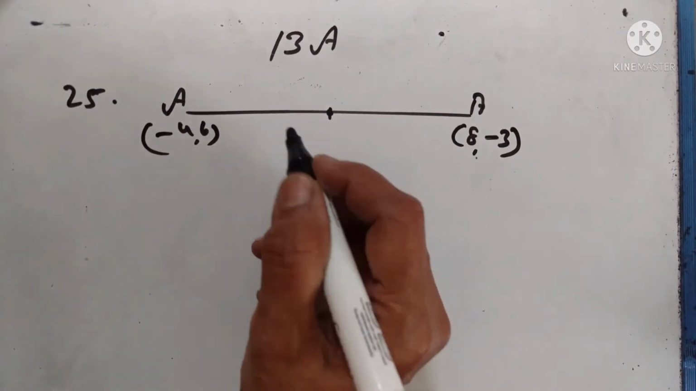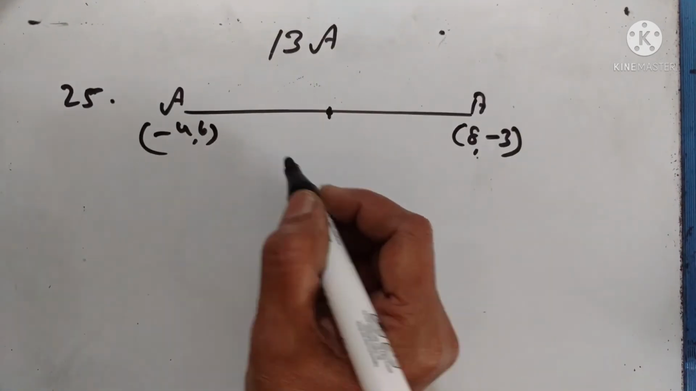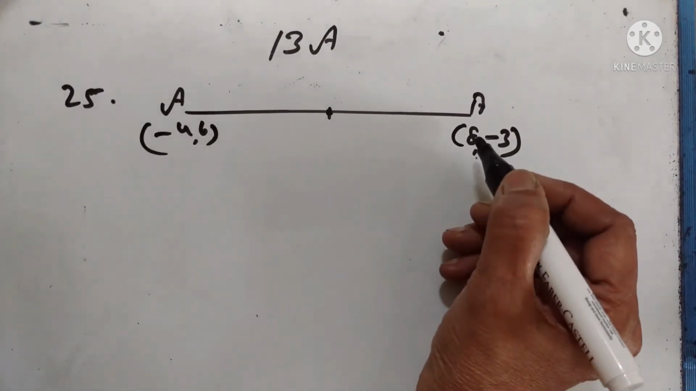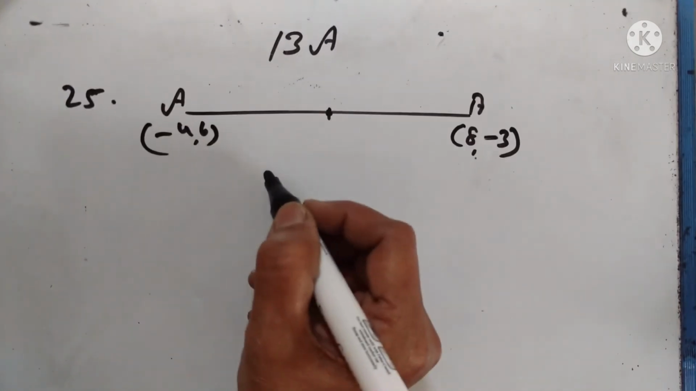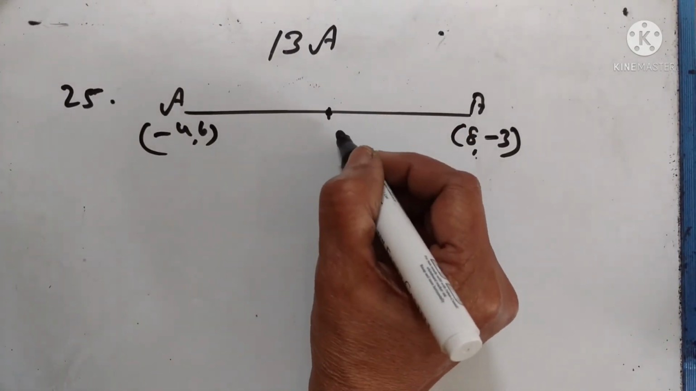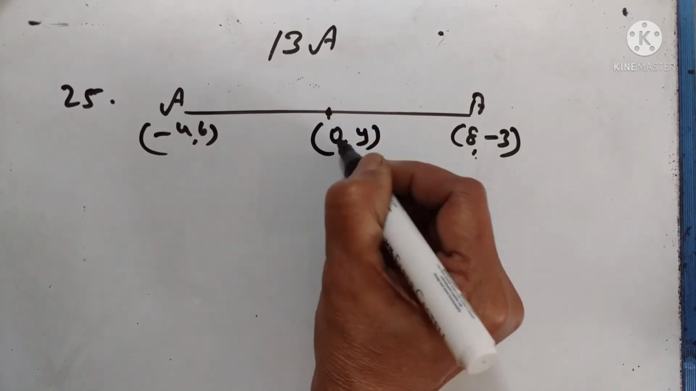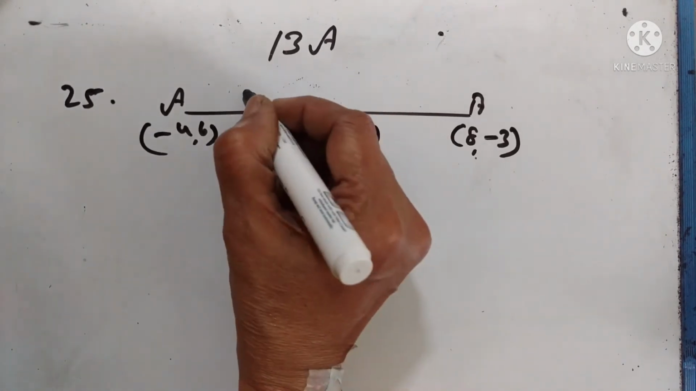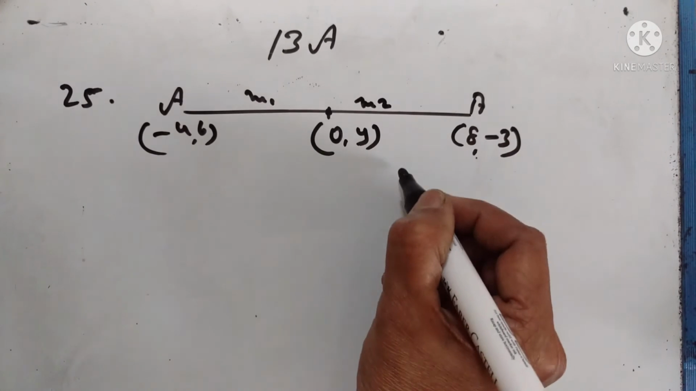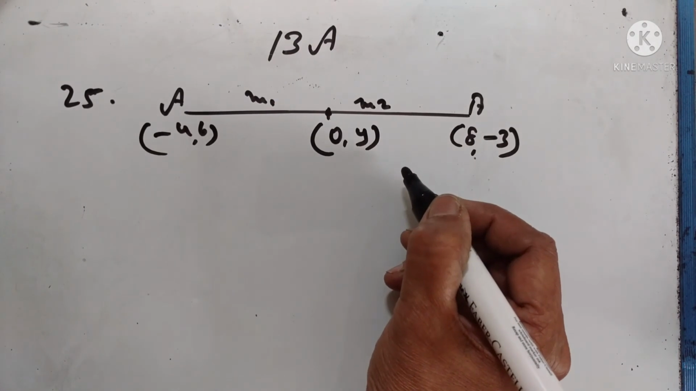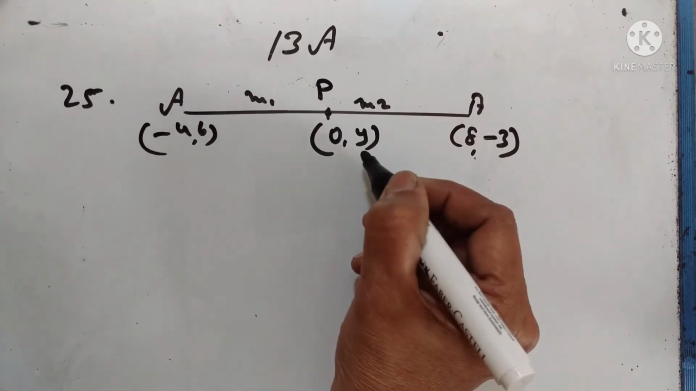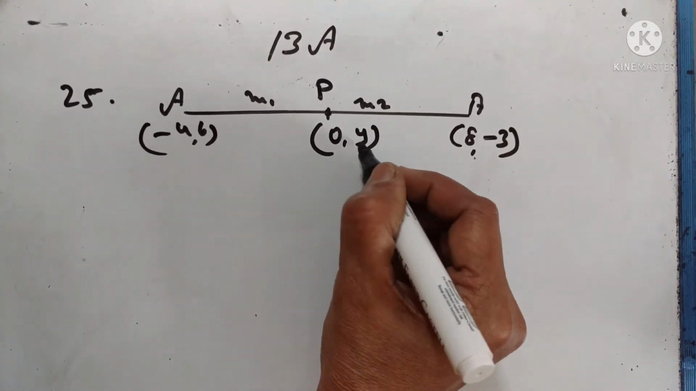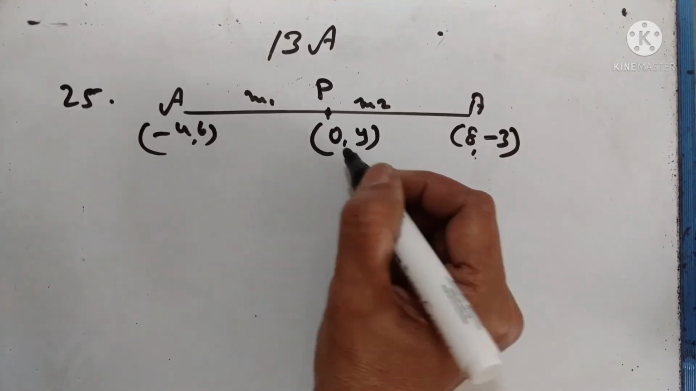25th problem. Given a line segment AB joining the points A (-4, 6) and B (8, -3). Find the ratio in which AB is divided by the y-axis. Y-axis means x is 0 here. Ratio we have to find, M1 is to M2. Find the coordinates of the point of intersection. Let this point of intersection be P. We have to find the coordinates of this point, and the length of AB.